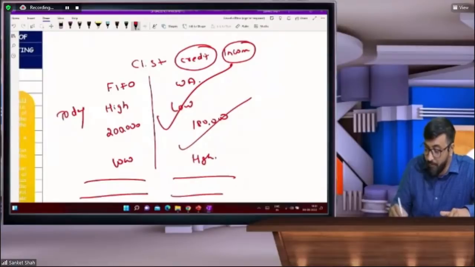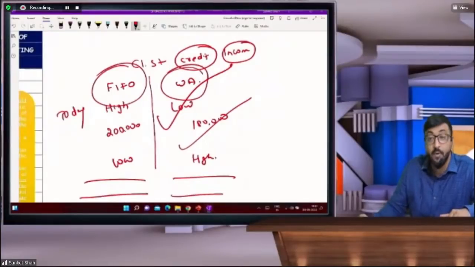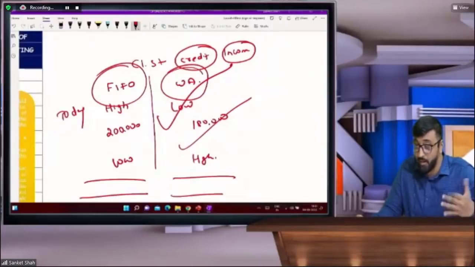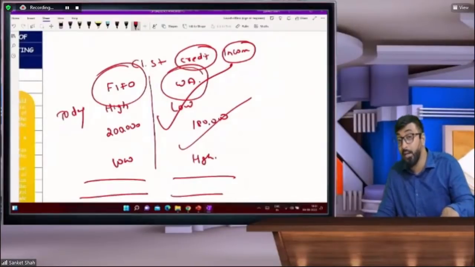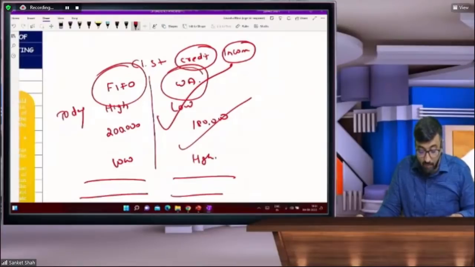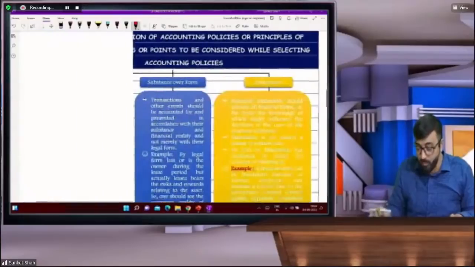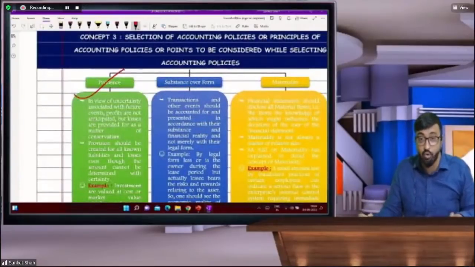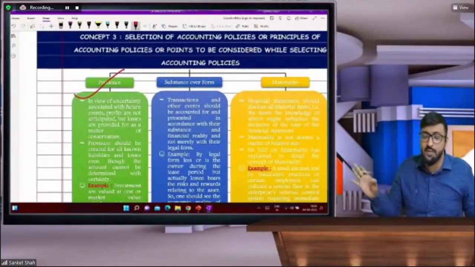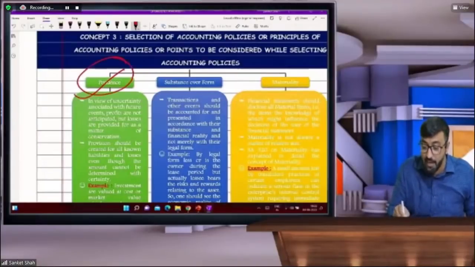Okay, so FIFO method and weighted average method. With FIFO method you will get a high profit today, and with weighted average method you may get a low profit. In that case, remember, which policy will you go with? Weighted average policy. It is called the prudence concept. So according to me, you go with weighted average policy. But there is no harm if you select the FIFO policy. It is only a guidance and not compulsion.